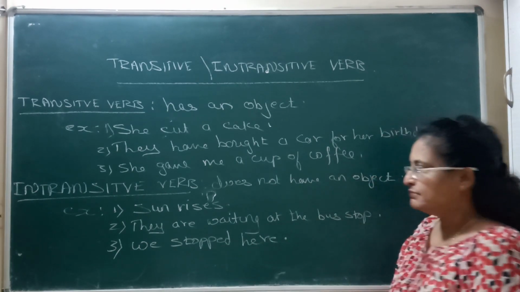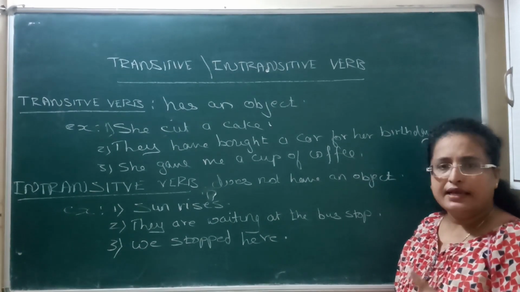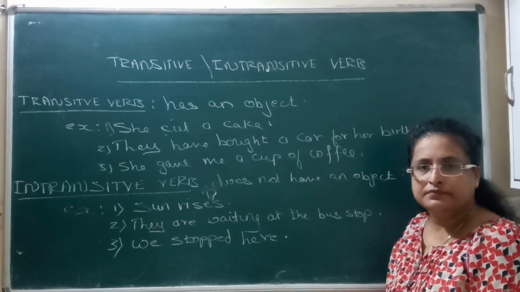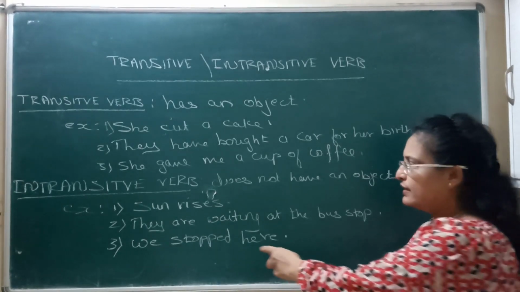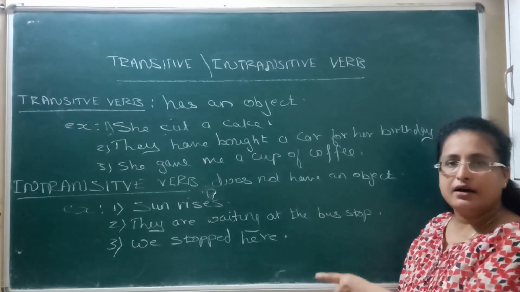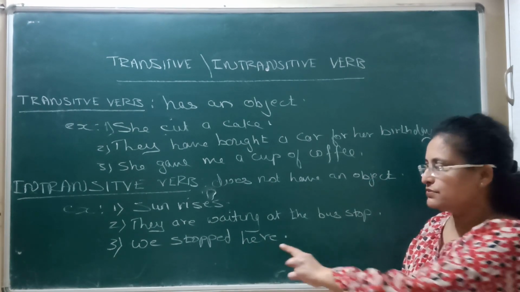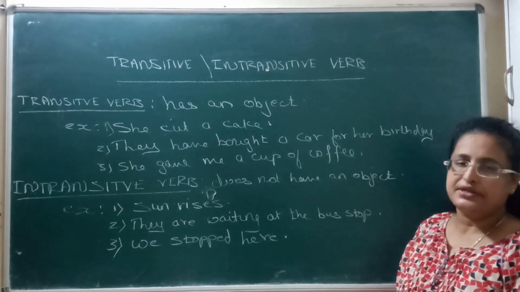See the next example. We stopped here. Again, we stopped what? We stopped whom? See, you're not getting the answer here. So in this sentence also, the verb doesn't have an object. So this verb is also an intransitive verb.